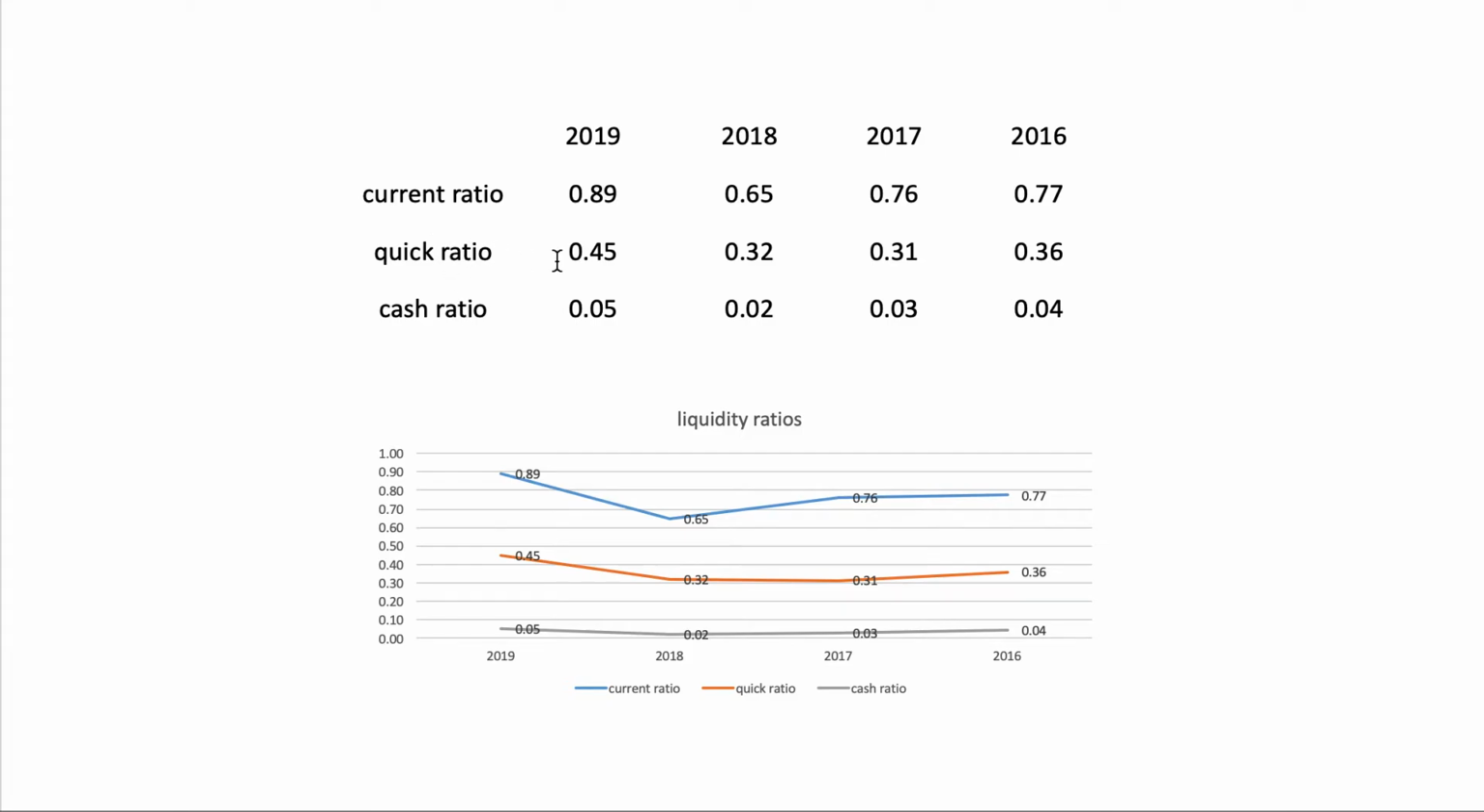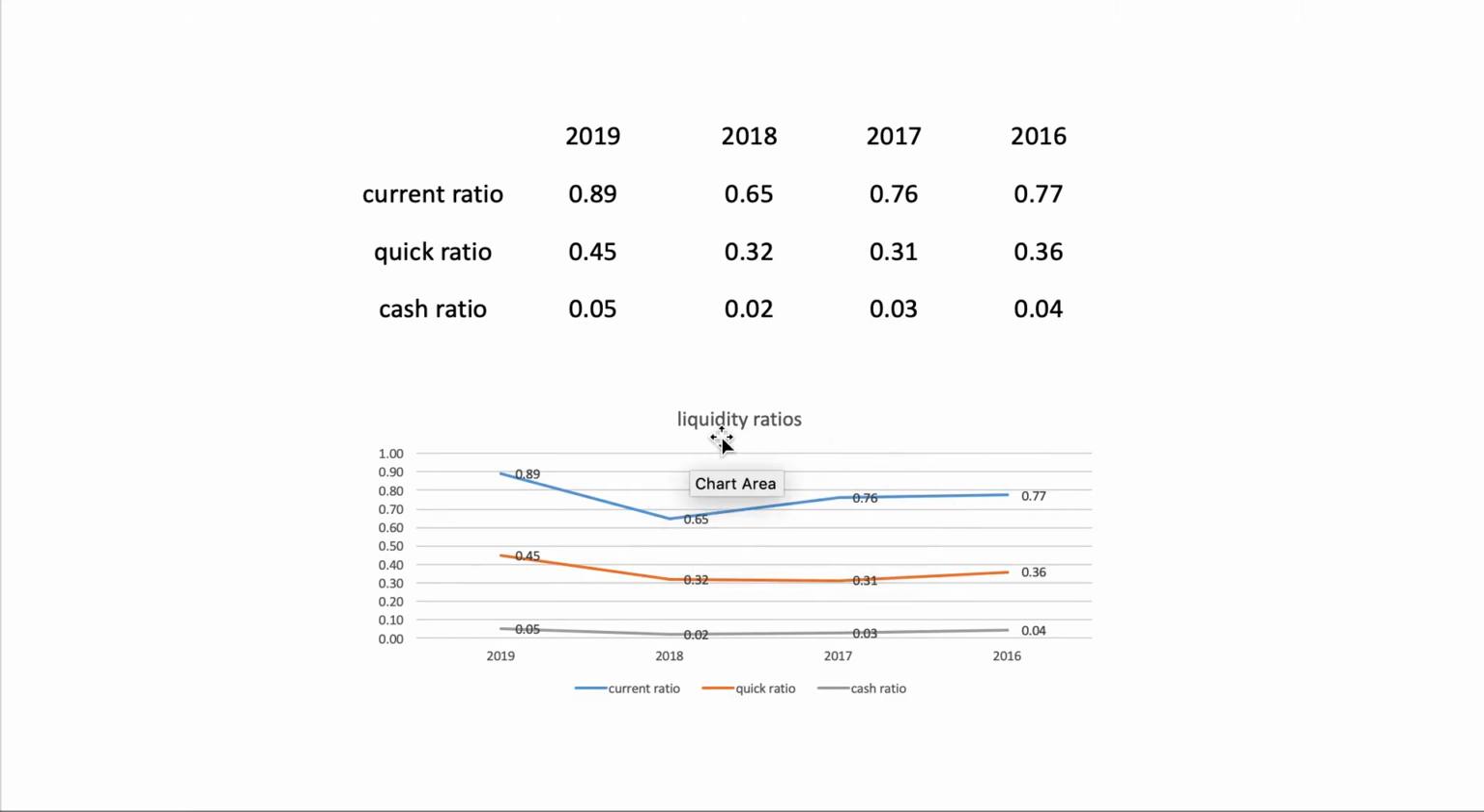The quick ratio, which excludes the inventory, we can see 2019 is also the highest because of the lower percentage of liabilities, and it's still considered a little poor. Cash ratio, in 2016 they could only pay 4% of the current liabilities using cash. Here 3%, 2%, and 5%, which actually could indicate a real big risk here.